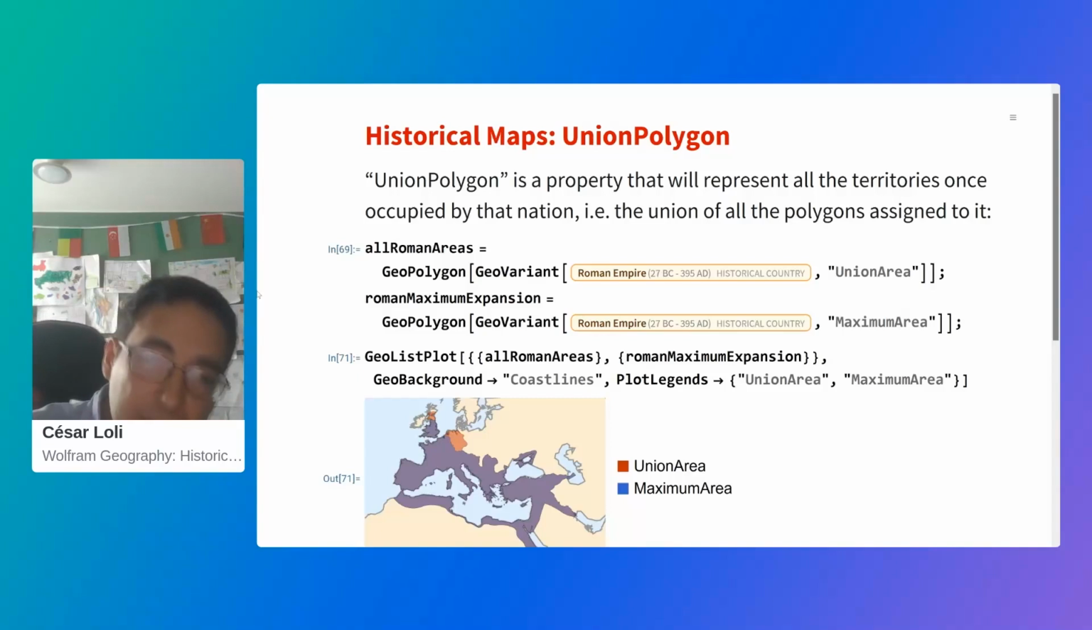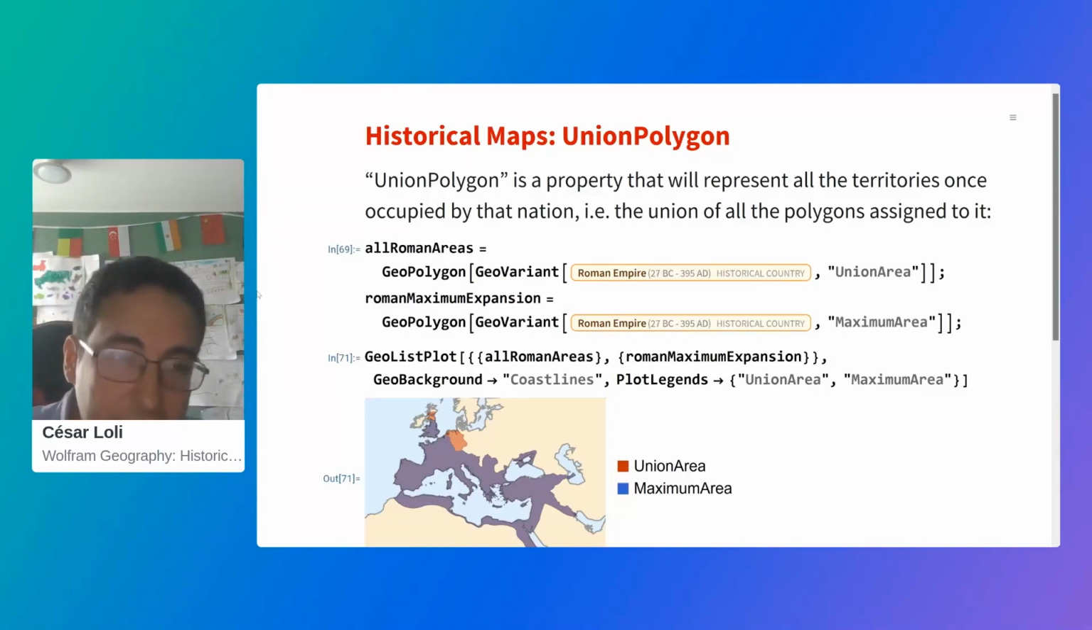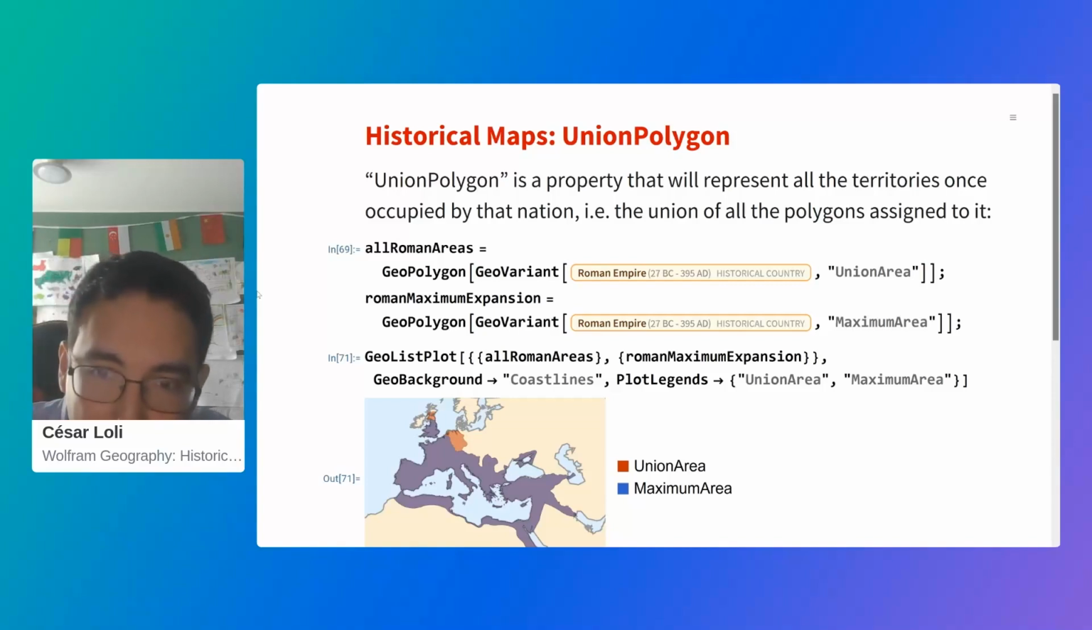Because even if the maximum area has the largest possible expansion, we can see that the Roman Empire did not have all these territories at the same time, which explains why we have a different shape.